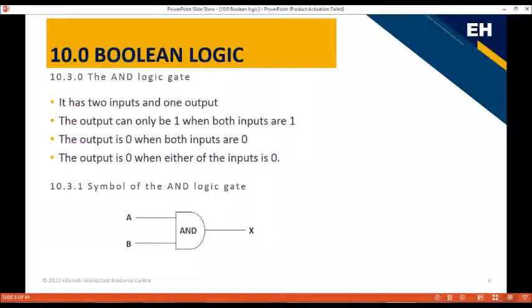So the second characteristic specifies the major rule guiding the AND logic gate. The output can only be 1 when both inputs are 1. The symbol of an AND logic gate looks like a D with 2 inputs from the left and a single output on the right.